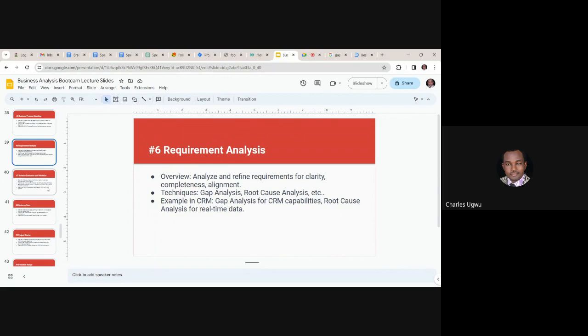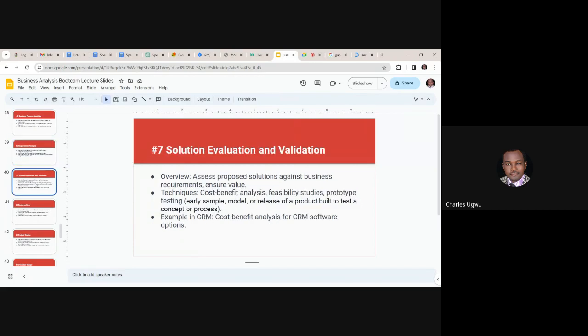So, if we apply this gap analysis in CRM, we can do gap analysis for CRM capabilities or root cause analysis for real-time data. So that's an area we can apply it in CRM. Then we move on to solution evaluation.